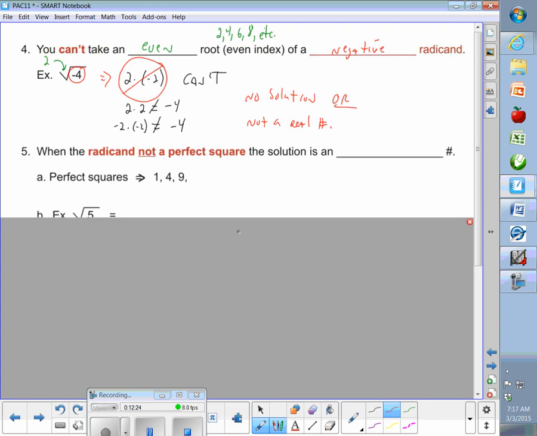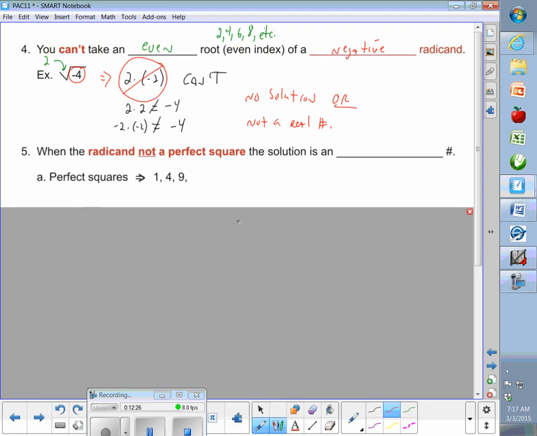All right, number 5. When the radicand is, and the word "is" should be in here, sorry about that. When the radicand is not a perfect square, the solution is an irrational number.